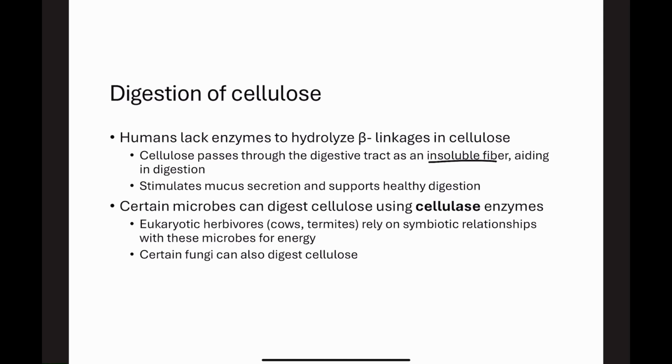But on the other hand, certain microbes have the ability to digest cellulose, and they do this through the enzyme called cellulase. And many herbivores, like cows and termites, depend on symbiotic relationships with their microbes to be able to digest cellulose. So this ability to digest cellulose is going to give them access to cellulose as an energy source. And certain fungi are also able to digest cellulose.